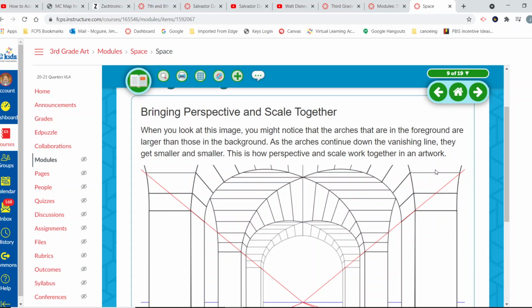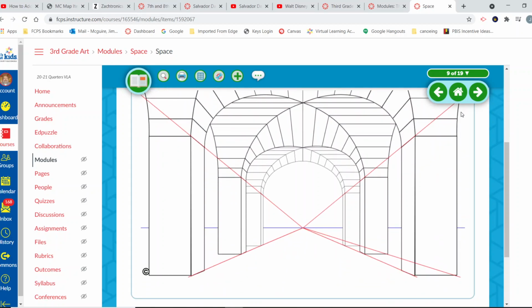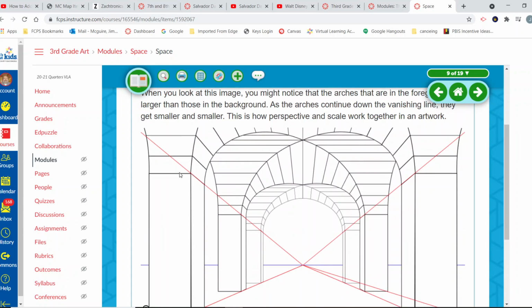So bringing it together, and this is what we're going to talk about on our make day, is how you create these perspective lines that help a person understand that what you're drawing goes back into space.